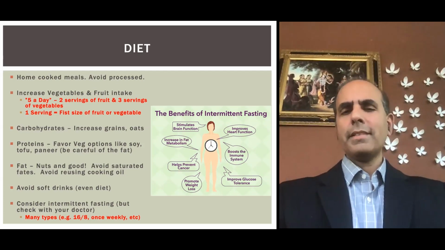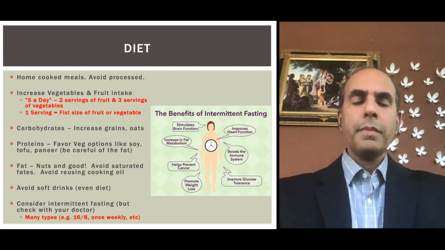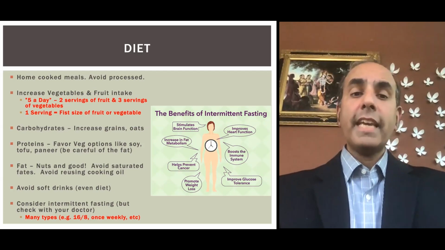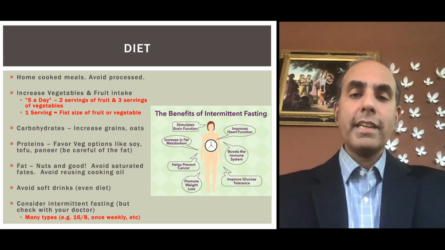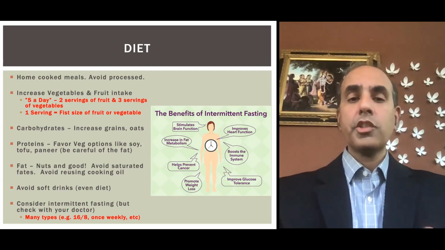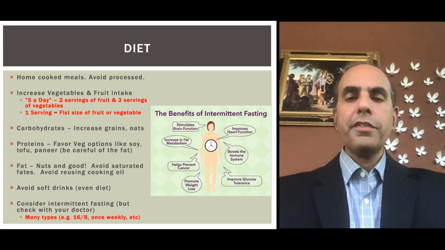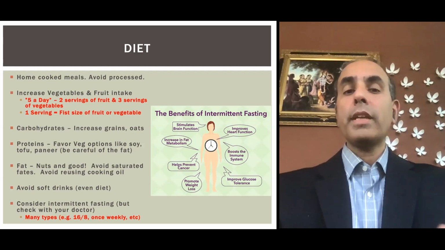Okay, so let's make it simple. What can we all do? Well, there's the concept of 5 a day. 2 servings of fruit every day and 3 servings of vegetables every day. Now, let's keep it even simpler. What's a serving? A fistful of fruit or a fistful of vegetables is basically 1 serving.